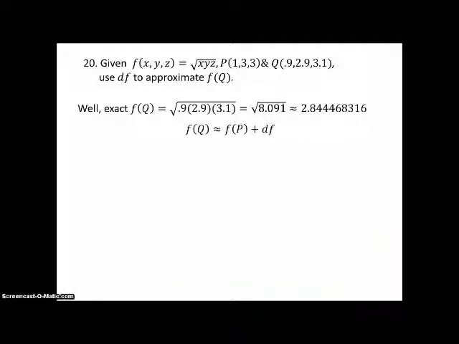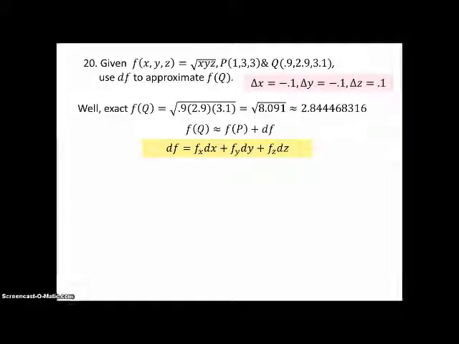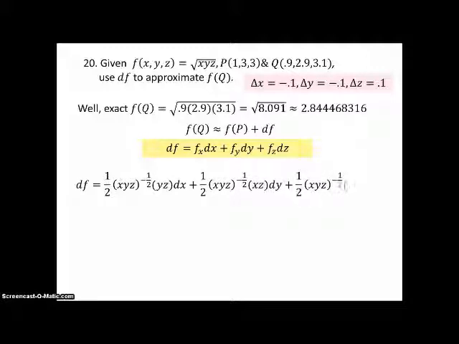So we'll go ahead and approximate f of Q with f of P plus the differential. Here's the formula for the differential, and notice that the changes in x, if we're going from the nice point to the not so nice point, both x and y go down by 0.1 and z goes up by 0.1. So now we need the derivative with respect to x dx plus the derivative with respect to y dy plus the derivative with respect to z dz, and you already know how to do this, so I'm not going to belabor it.